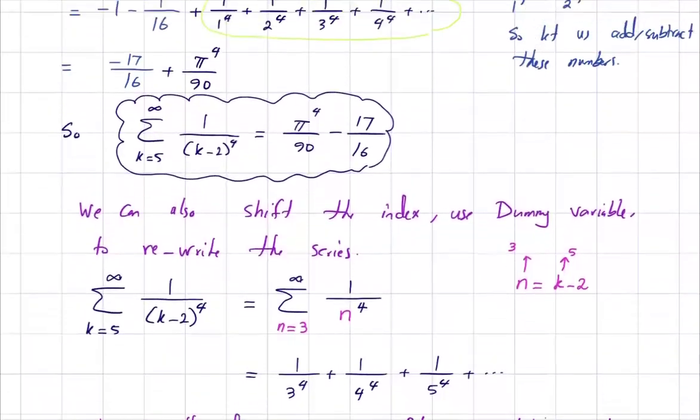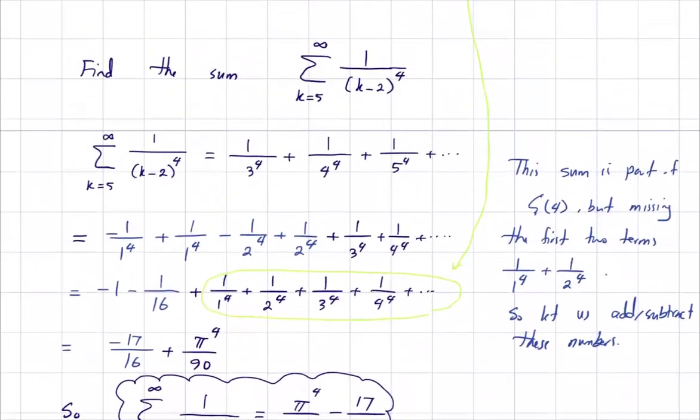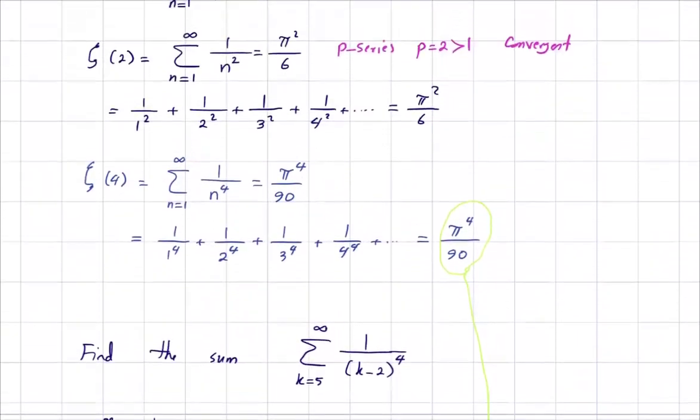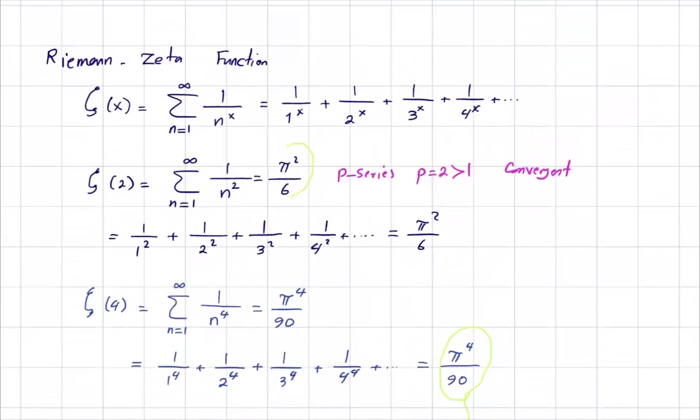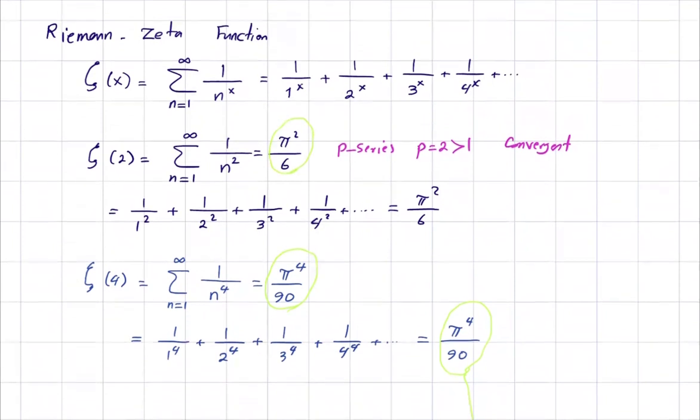So let us recap what we did. By using the zeta function, we know that zeta of 2 is equal to pi squared divided by 6. Also, zeta of 4 is pi to the 4 divided by 90. Students usually memorize these two sums. It's easy to memorize them, not that difficult. And then we use these summations to find the sum of other series.